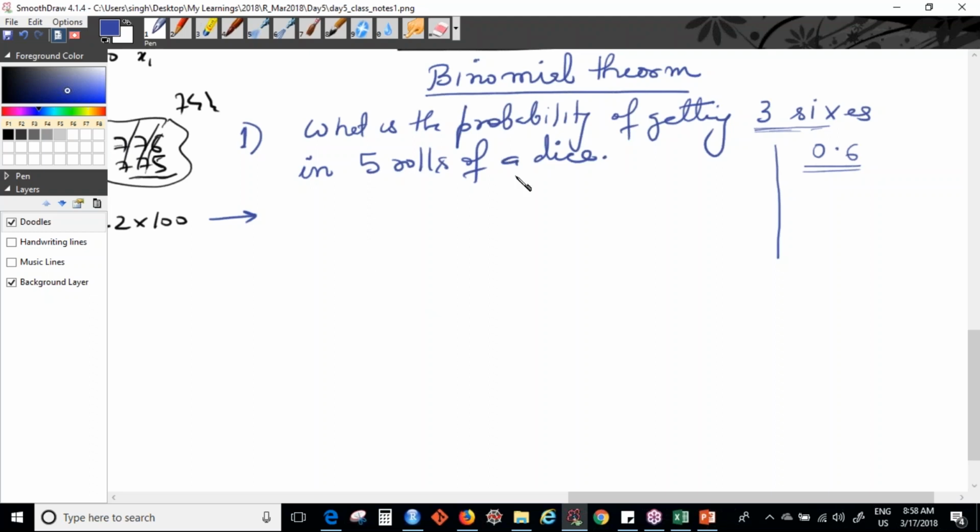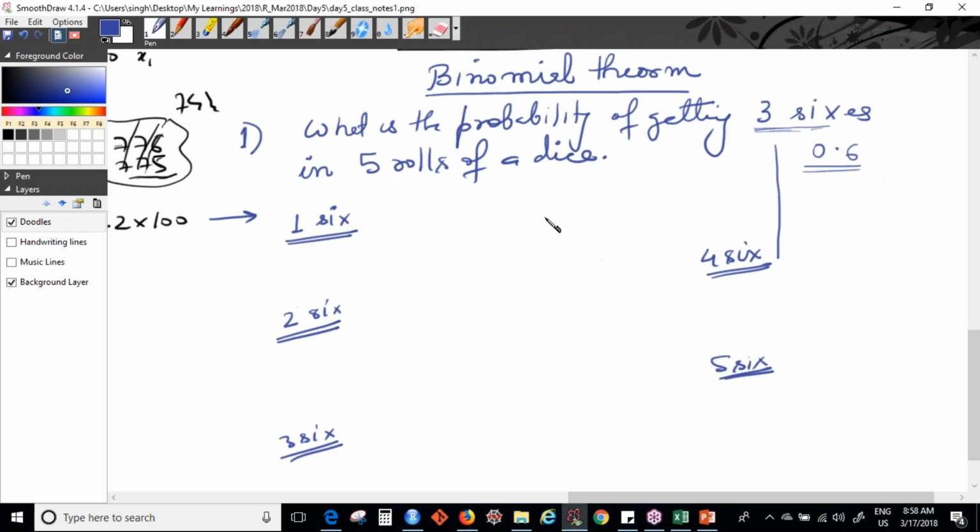Okay, so let's do one thing. Let's first try to find the probability of 1 six. Probability of getting 1 six when you roll a dice 5 times. Okay, what is the probability of getting 1 six? Then we will try to find the probability of 2 sixes, then 3 sixes, then 4 sixes, and finally we'll find the probability of 5 sixes. Of course you cannot get more than 5 sixes because you are rolling it only 5 times.